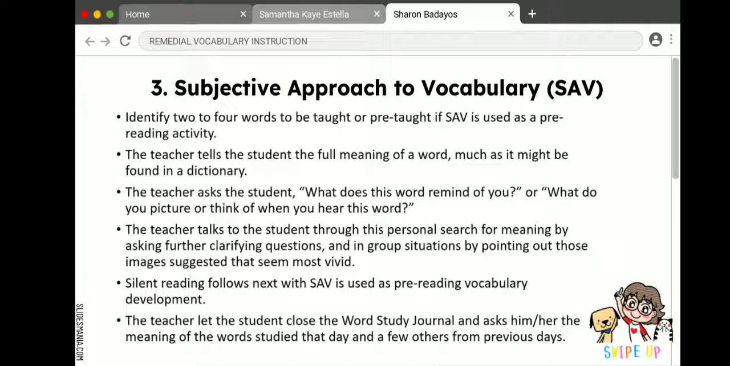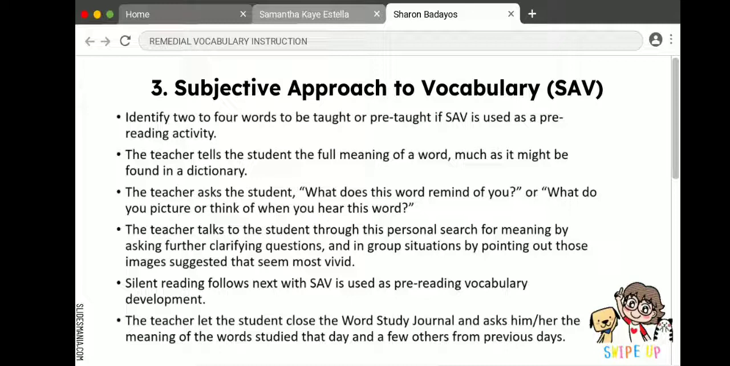So if a word list is used, be sure to include as many words as possible that impart concepts and feelings that you would wish the students to learn. And then letter B, the teacher tells the student the full meaning of a word much as it might be found in a dictionary. So letter C, the teacher asks the students, what does this word remind you of? Or what do you picture or think of when you hear this word?